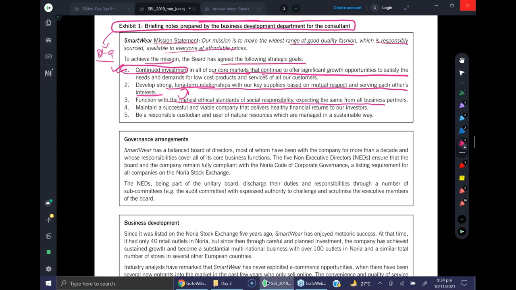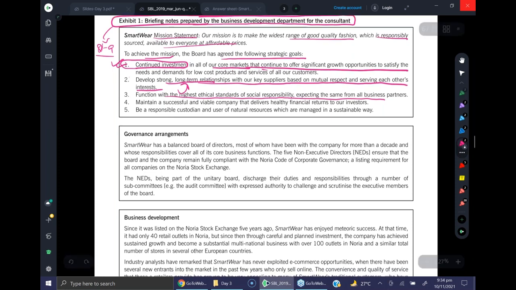Then there will be social factors and all. So as Elena said, we can use the PESTEL model here, but connect those PESTEL factors with these goals. And also, Fiza, don't worry about it, you don't have to connect these factors with all the goals. So where do you think they can fit in?